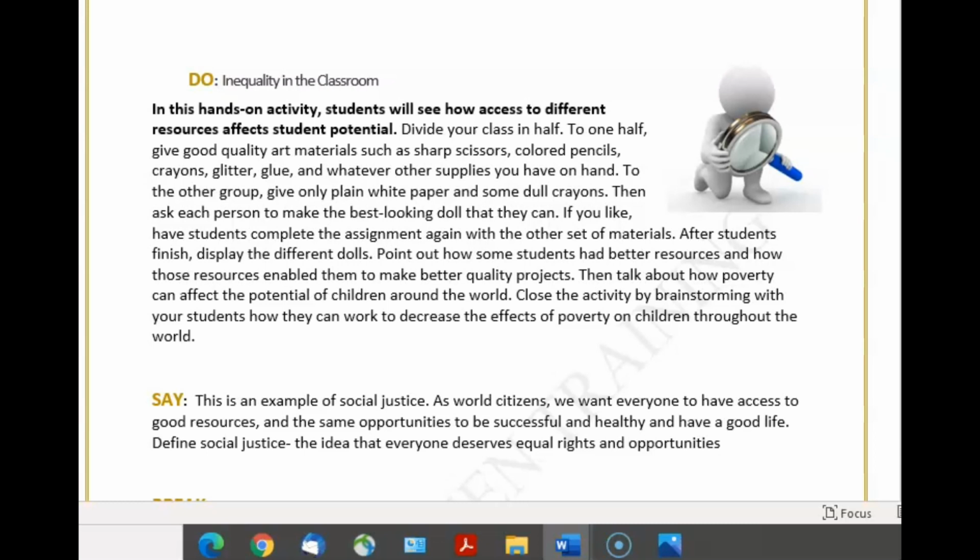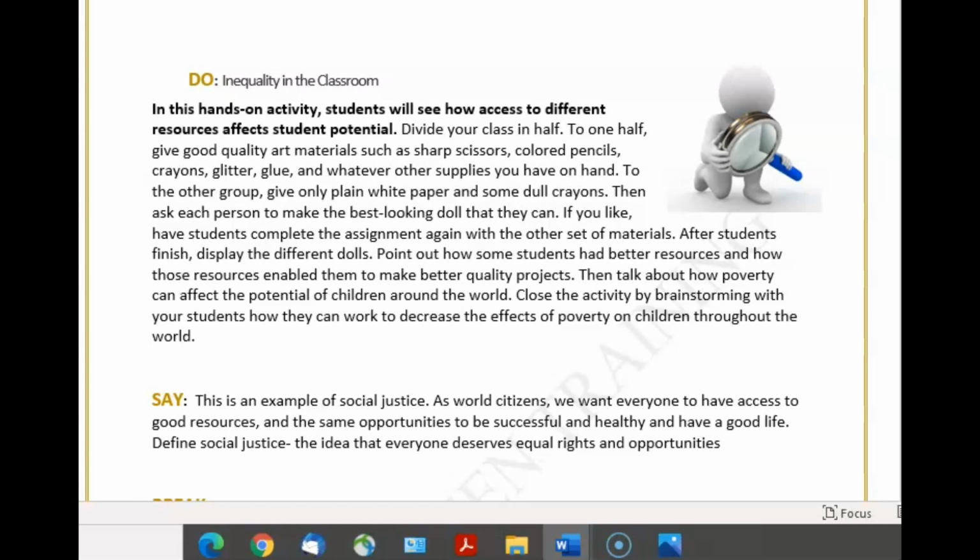And then we're going to ask each person to make the best looking paper doll that they can using the resources that they're given. And after they're finished, we're going to display all of the dolls. And we're going to point out how when some of the children had more tools and resources, when they had more crayons or more colors or more sparkles, that their dolls were better quality dolls, that they were different or prettier, or that they had sparkles and some other dolls didn't, that they didn't have yarn so they couldn't make hair but the other group did.